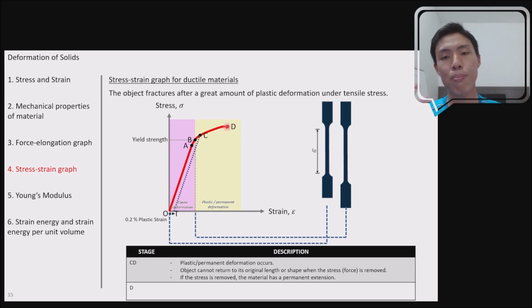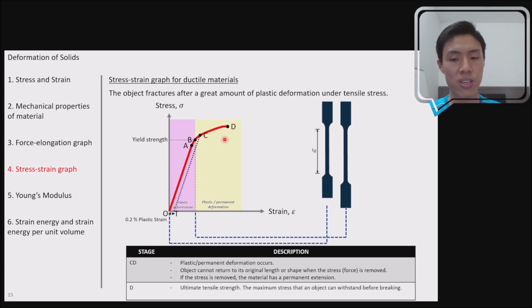Okay, this is the maximum stress that can be achieved for that material. So point D over here, we call it the ultimate tensile strength. It's the maximum stress that an object can withstand before breaking. After this, you will not see any point in this graph that is higher than point D. That's the highest point that you can find in this graph. So it's the maximum stress that the object can withstand before breaking. So we give it a name, call it ultimate tensile strength, or the maximum tensile strength.